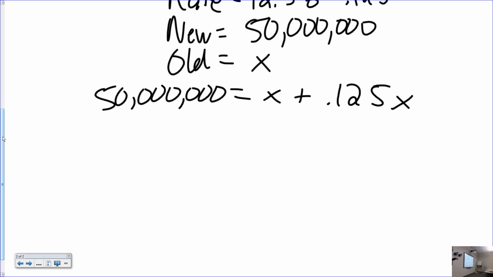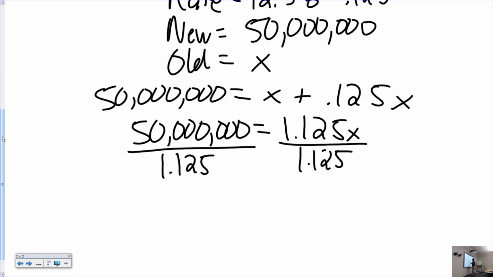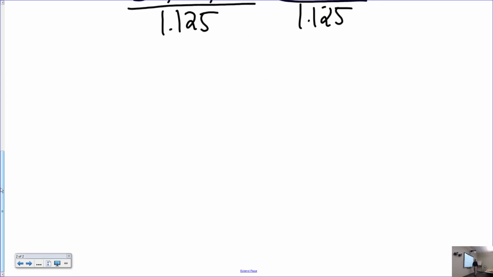What is x plus 0.125x? 1.125x. Alright, good. Again, remember that the number in front of x when it doesn't have one is really a 1. And don't forget you know how to add decimals to it. And now what do you do to get that x by itself? Divide by 1.125. And this is the other way that you get smaller numbers, not through subtraction, but through division.